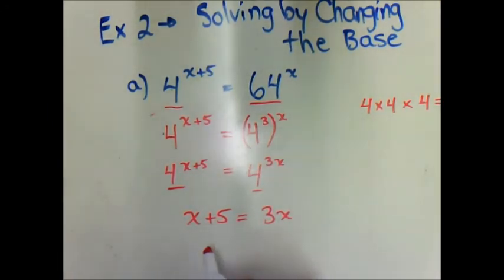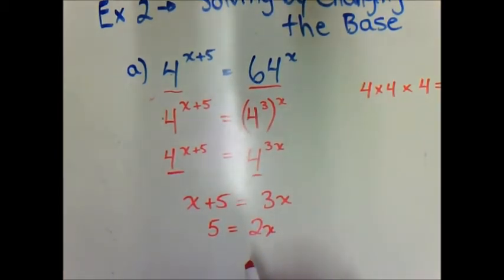Now I can use simple algebra. Subtract x from both sides. That gets me 5 equal to 2x. And now I can divide both sides by 2. x is equal to 5 over 2.